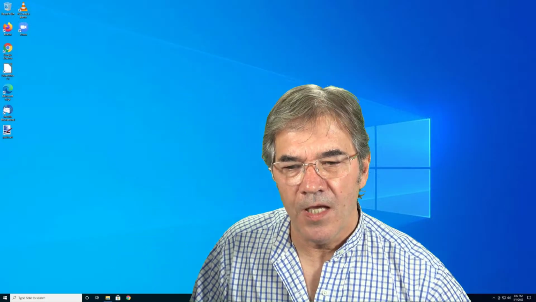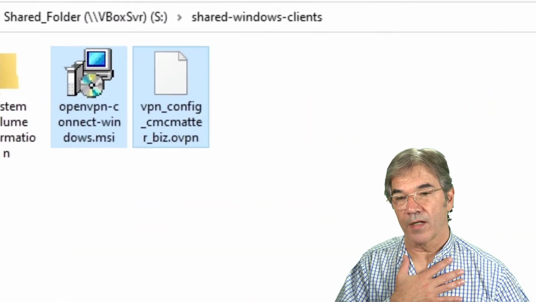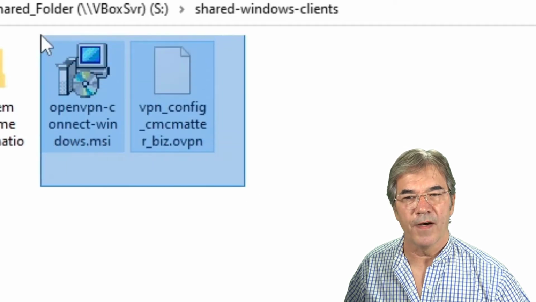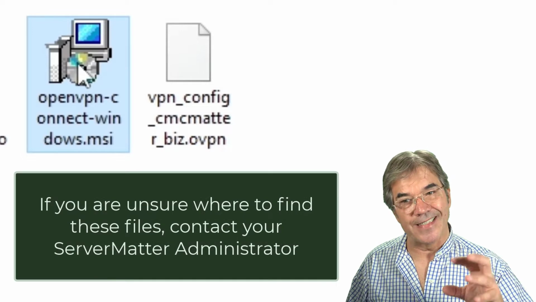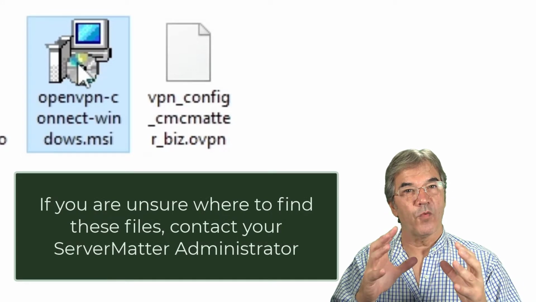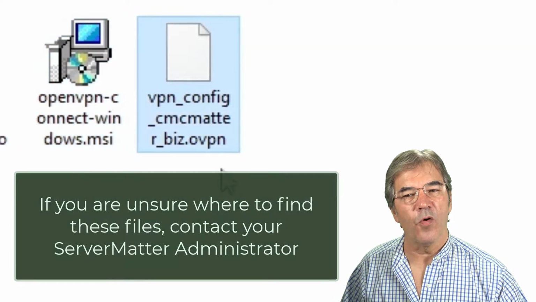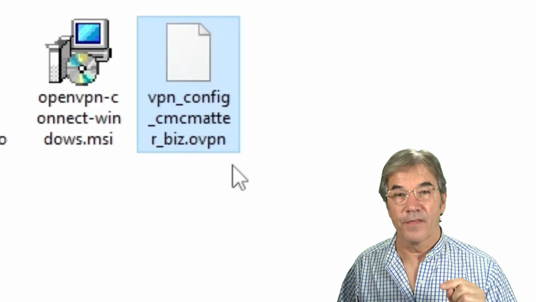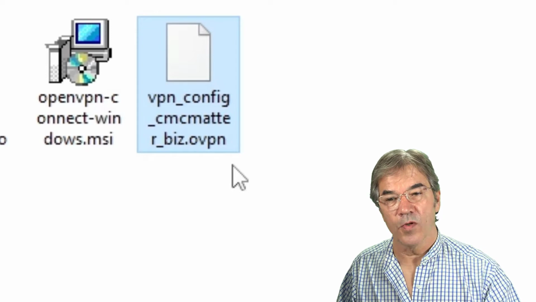So let me give you an example of how this works. Your server administrator, or perhaps us directly if we're supporting you in that way, will have provided you with two important files. One is the OpenVPN Connect Windows installation program. There's a piece of software that allows you to make that VPN connection. The other one is an OVPN file. It's actually just a textual configuration file that the first program needs. So, assuming you have those two things, we're ready to go.